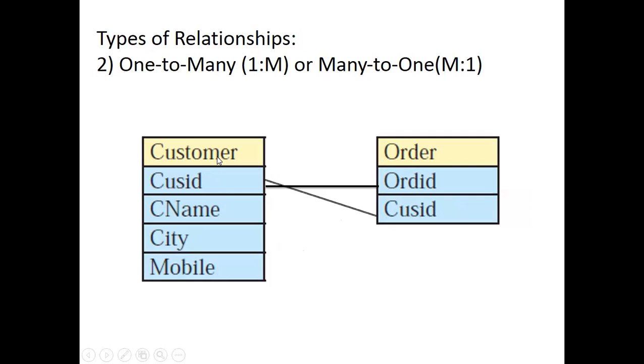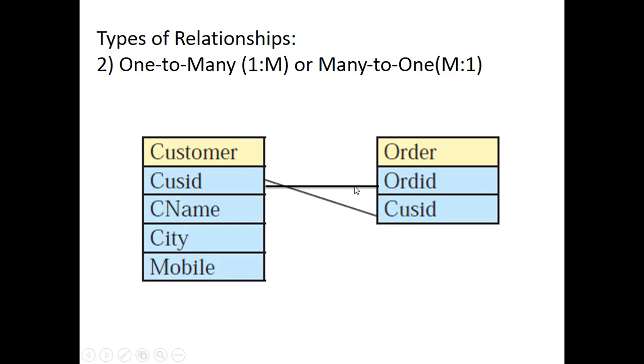Here another table, the customer table, has the fields customer ID, customer name, customer city, and mobile. And another table is order, with order ID and customer ID. Now here the customer ID field is related with the order ID as well as customer ID. That means this single field is related with multiple fields. That is known as one to many.